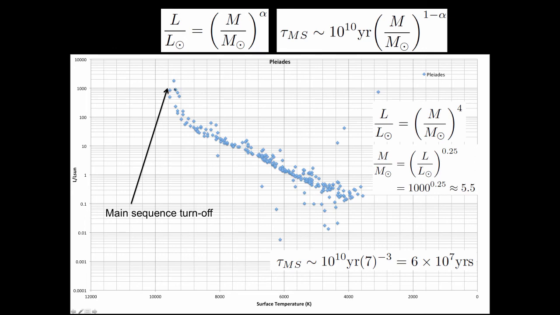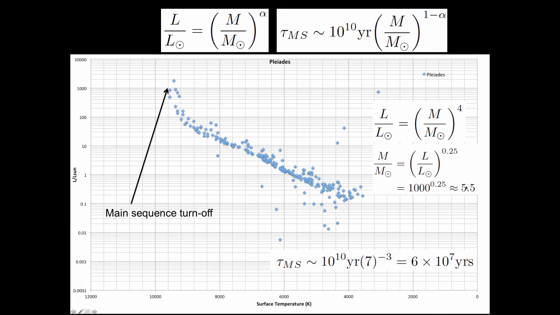If the cluster is old enough that we're at the point that 1,000 luminosity stars are just beginning to evolve off of the main sequence, then we can rearrange this formula, assuming that these stars are within the mass range where alpha is about equal to 4, which they are, and we find that the mass of the stars up here that are just about to evolve off of the main sequence is around 5.5 solar masses.